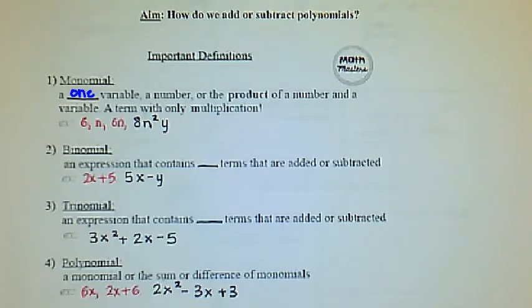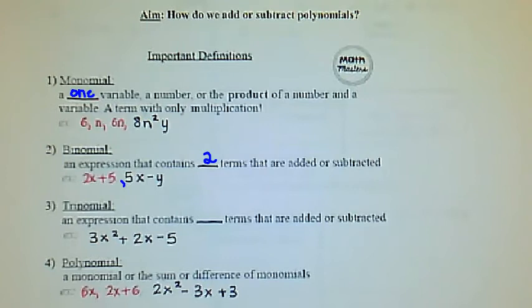Now a binomial, bi means two, so an expression that contains two terms that are added or subtracted. Here are two examples: 2x plus 5, 5x minus y. As soon as you have adding or subtracting, that's when you have two terms.